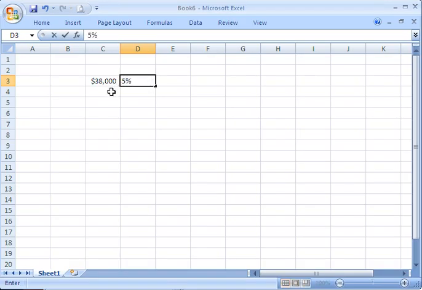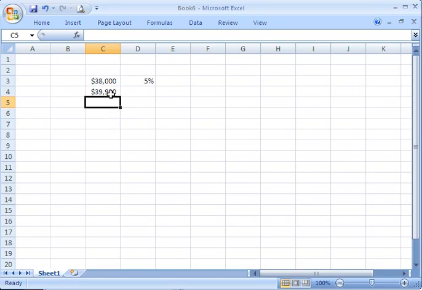What will my salary be next year? It would be my original salary, $38,000, plus another 5% of the $38,000. If I go up by 5%, I end up with a higher salary at $39,900.